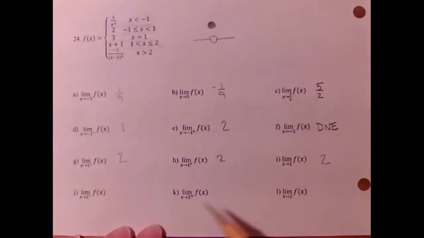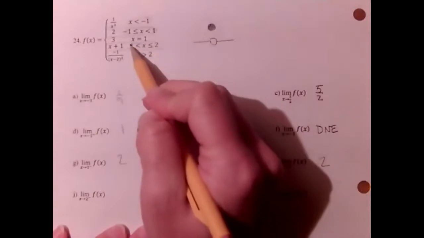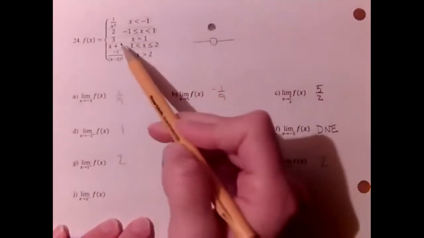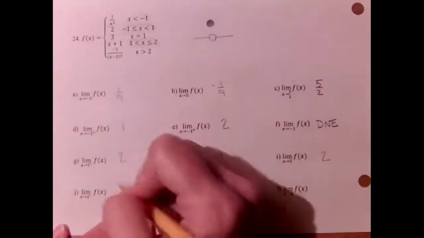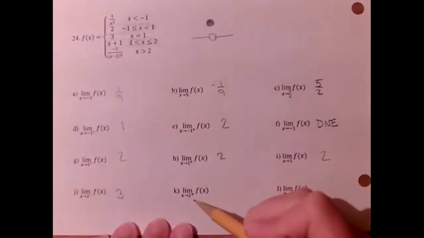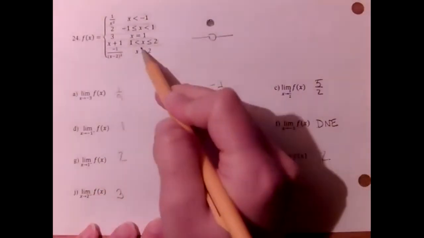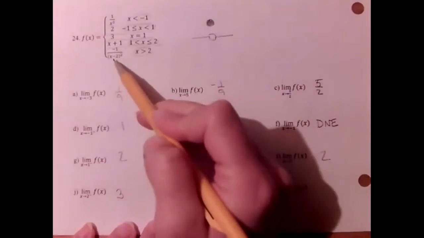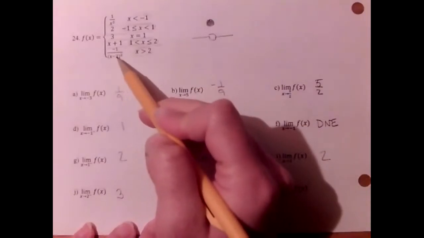And then these last ones, we're going to do the same thing with 2. 2 from the left, right, and overall. So 2 from the left would be this section. If I plug in 2 there, 2 plus 1 is 3. If we do 2 from the right, I want this section. If I plug in 2 there, 2 minus 2 is 0.